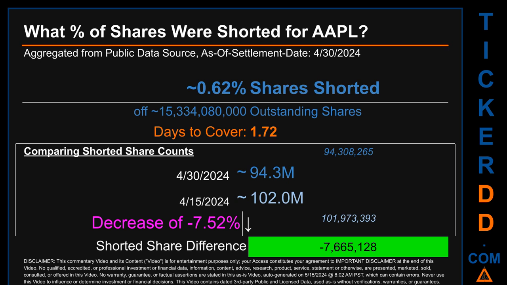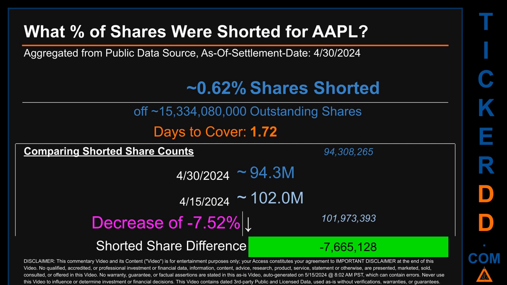What percentage of shares were shorted for AAPL for the 2-week period, ending on settlement date, April 30, 2024? About 94.3 million shares of AAPL were shorted out of a total of approximately 15.3 billion outstanding shares.